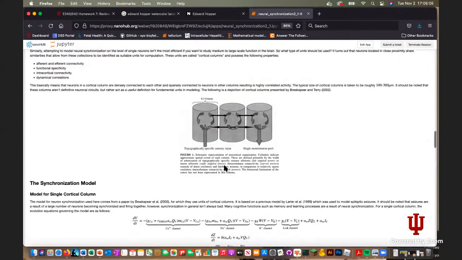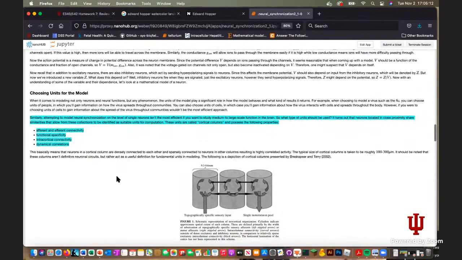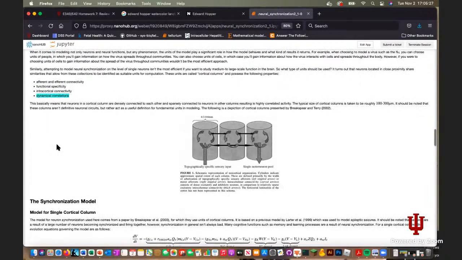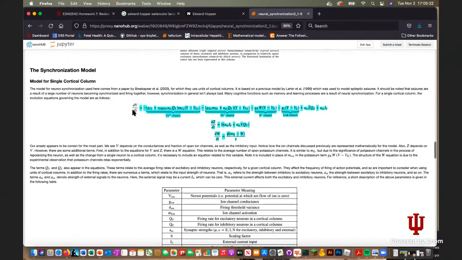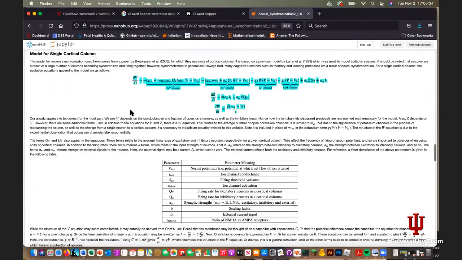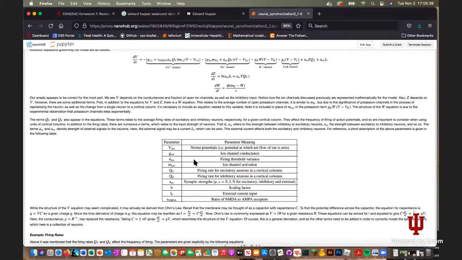And then he does explain why he chose different units for the model, because there are a lot of different mechanisms that go into neurons firing, so he did have to simplify it. So he chose the connectivity, functional specificity, intracortical connectivity, and dynamical correlations. And he goes on to explain why those were the most important. And then he does give a mathematical model of the synchronization and explains each parameter, which I thought was really nice because it's all laid out for the user pretty well.